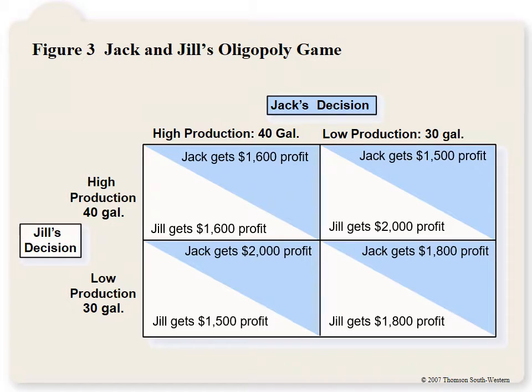Well, now let's go to the bottom two rows. If Jill decides to have low production, Jack would rather have $2,000 with high production than low production of $1,800, wouldn't he? So Jack's dominant strategy is going to be high production. And what we're going to see is that that's going to be the same for Jill as well.